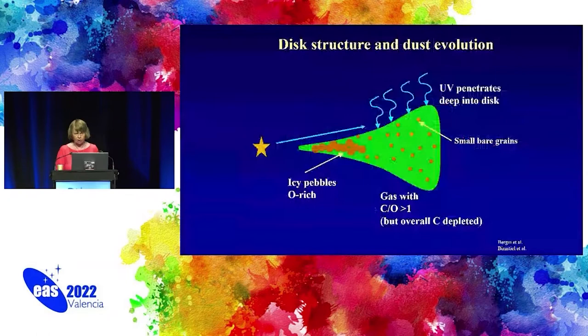So we have now a structure that looks something like this, where we have icy-rich pebbles here in the inner disk, inside or outside certain snow lines. That gives us high C over H and O over H in the inner disk. And we have gas in the outer disk that is depleted overall in carbon and oxygen, but more in oxygen than in carbon, so it has a C over O greater than unity. And this is actually a situation that is observed for many disks.